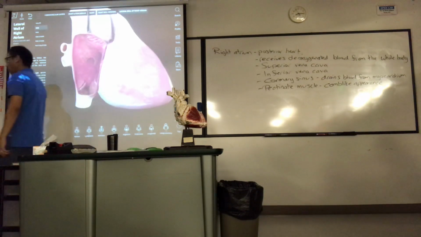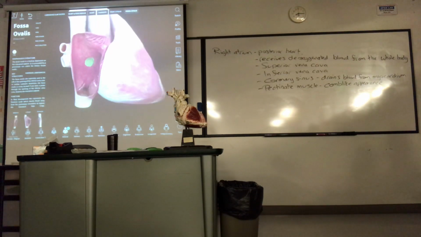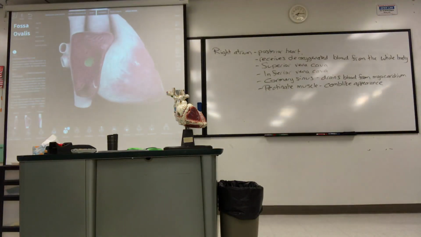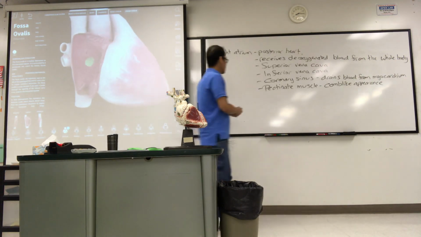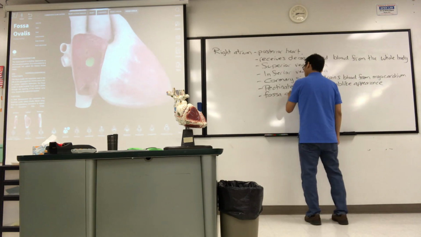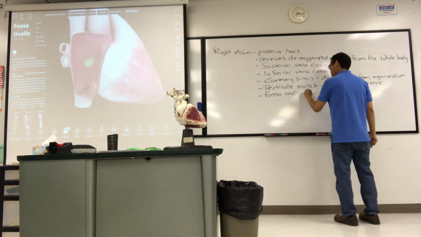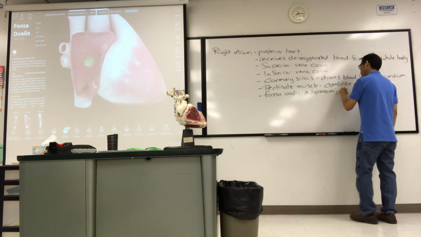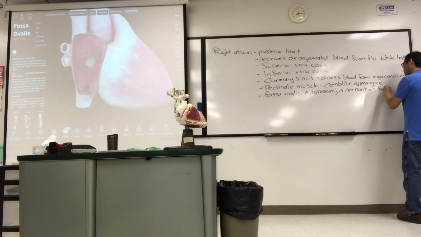The other thing to note is there's a little depression right there. It's highlighted in green. That is called the fossa ovalis. It's a remnant of fetal circulation. I'll teach fetal circulation later, but just note it for now. Fossa ovalis. It's a depression in the right atrium, a remnant of fetal circulation.